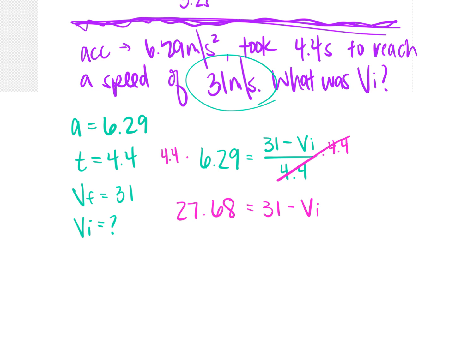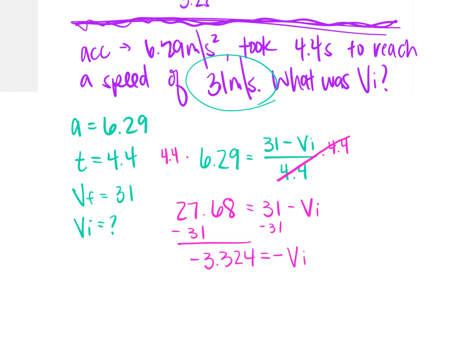Okay, how can we keep moving through our algebra then? Okay, so I'm going to subtract 31. So minus 31, that gives me negative 3.324 equals what? Does it just equal VI? No, minus VI. It equals negative VI, right?